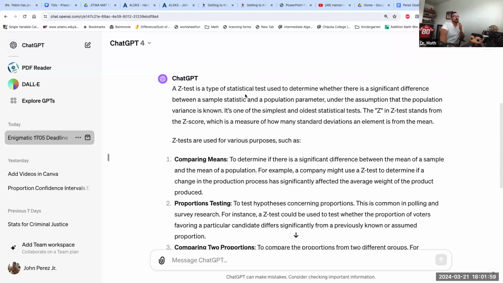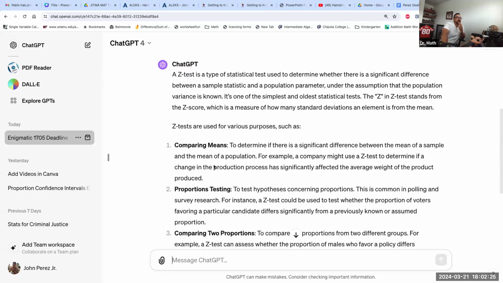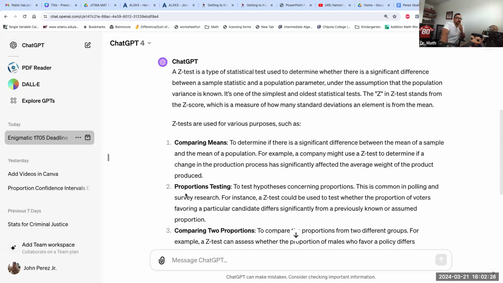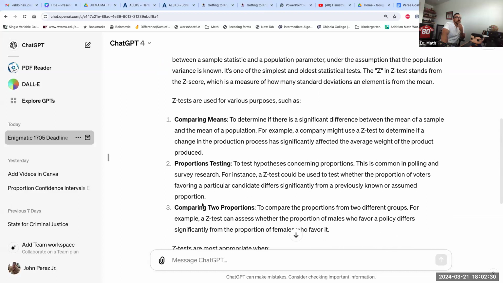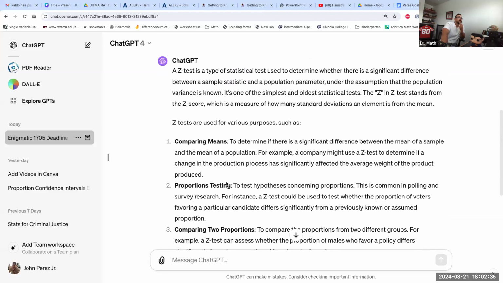So a Z-test is a type of statistical test used to determine, is there a significant difference between the sample statistic and the population parameter? And when we talk about sample statistic and population parameter, we could be looking at the means. So that's one of our options. Or we could be looking at proportions. Or as you'll see as we move further, we could compare two proportions, all right?